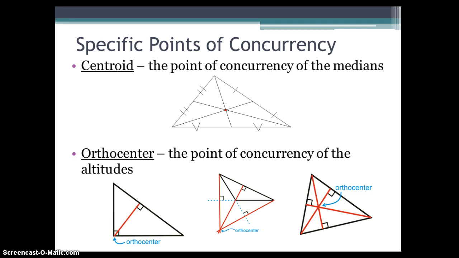Now the orthocenter, similar to the circumcenter, can lie in different locations. So the orthocenter can be on the triangle, in a right triangle, where the two altitudes form the right angle, and the third one would also go through that. It could be outside the triangle, like in an obtuse triangle. The orthocenter could lie on the outside of the triangle. Or it could be in the center of the triangle when it's an acute triangle.